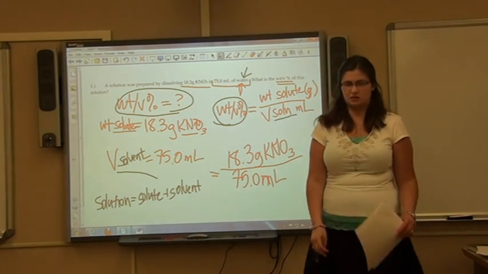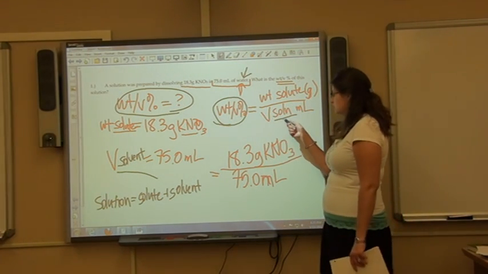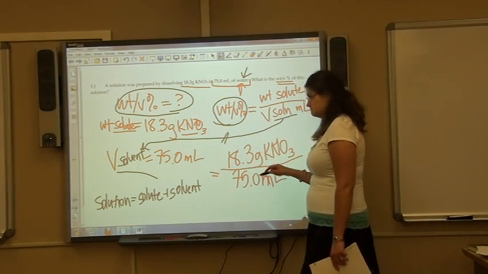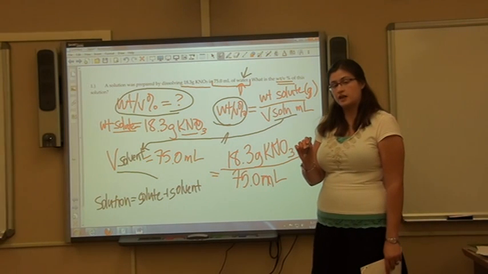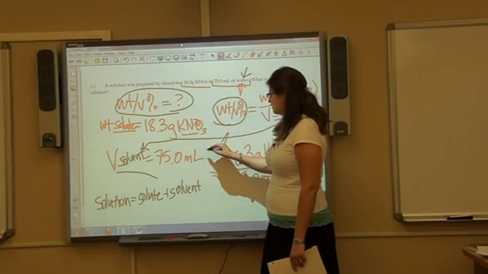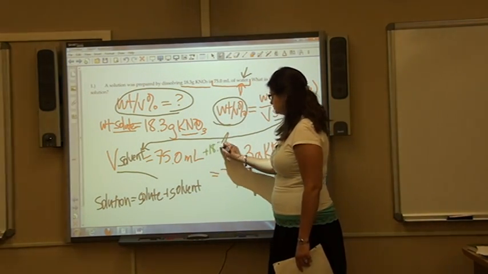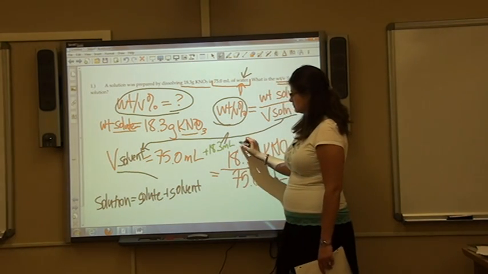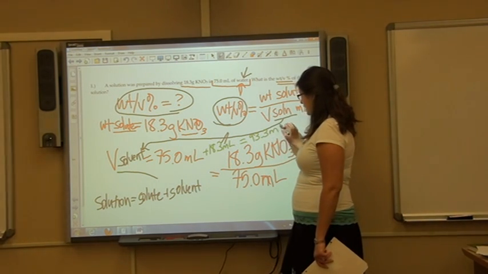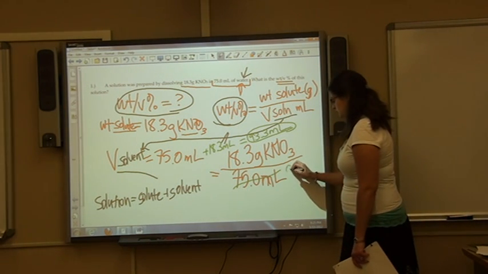Okay, you might be thinking, oh geez, that's awfully nitpicky. Why does that matter? Well, this is why. This and this are not the same thing. In order to calculate the volume of our solution, we have to take the volume of our solvent plus the volume of our solute to get 93.3 milliliters, not 75.0.